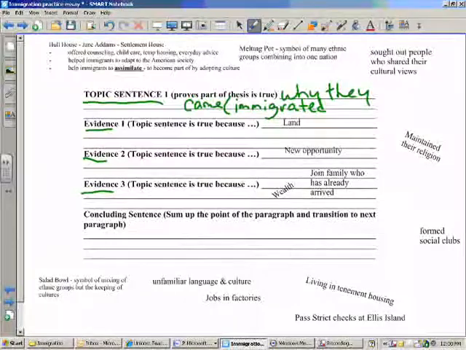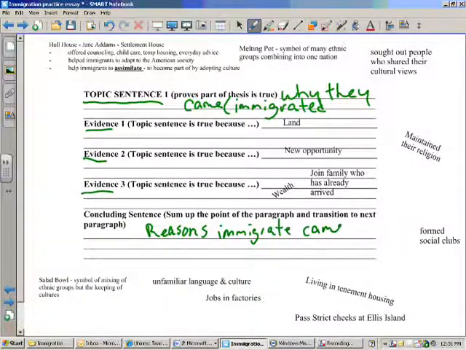And the second or final part of this is, all right, I've got to wrap things up. I've given you the evidence. Now, I'm not just going to have single words for our sentences, but I would write out sentences to talk about these words. And in the end, I'm going to come back and conclude by summing up my point, which was again? Exactly, the reasons immigrants came. But remember, our essay's not done there.